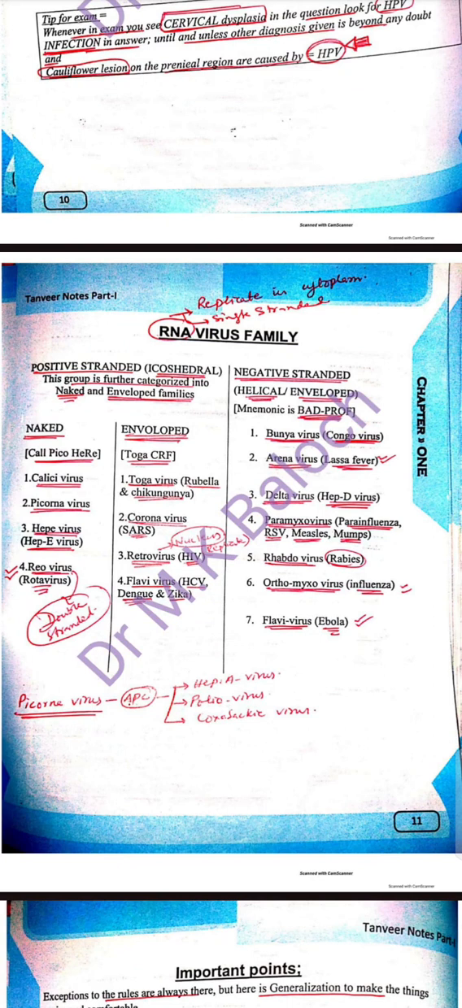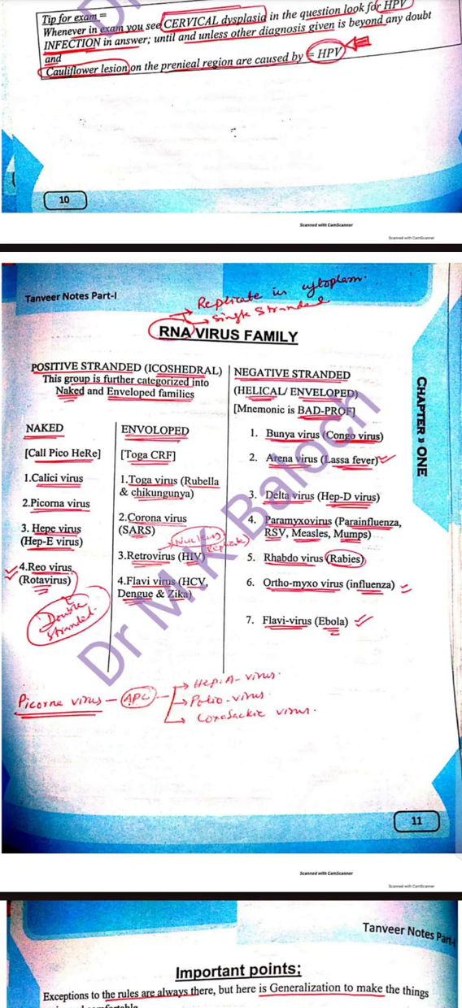In enveloped, it is Toga, CRF, like chronic renal failure. So CRF. Toga virus, which is rubella and chikungunya. Sorry for that, I didn't pronounce it well. So CRF say coronavirus, SARS, retrovirus, HIV, flavivirus, HCV, dengue, and Zika. So reovirus is naked positive stranded, and retrovirus is enveloped positive stranded.